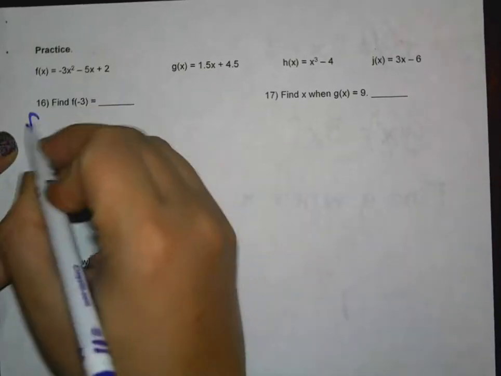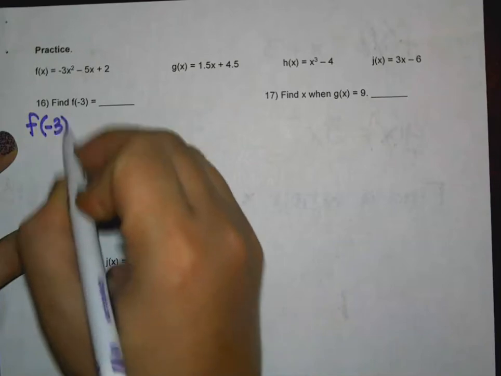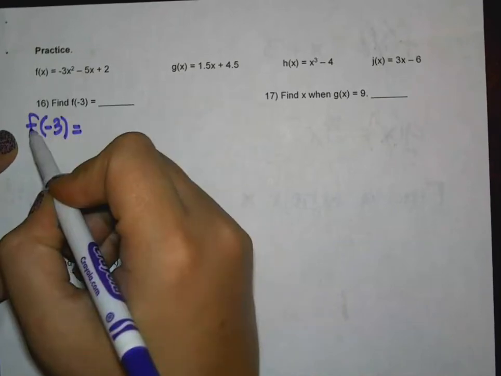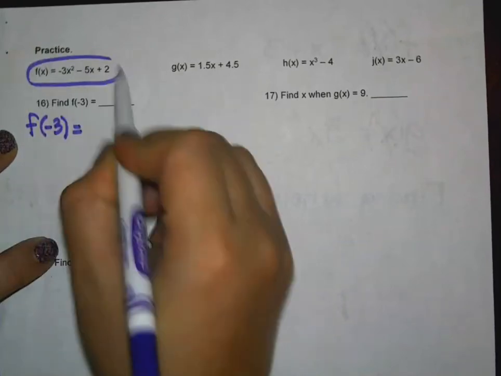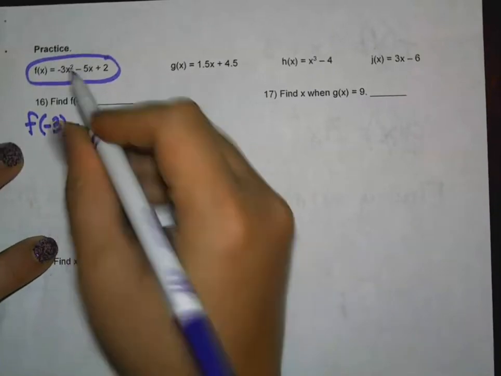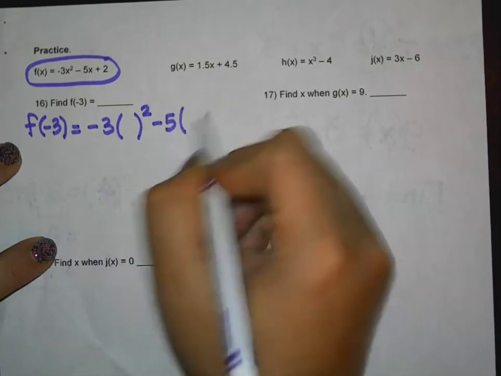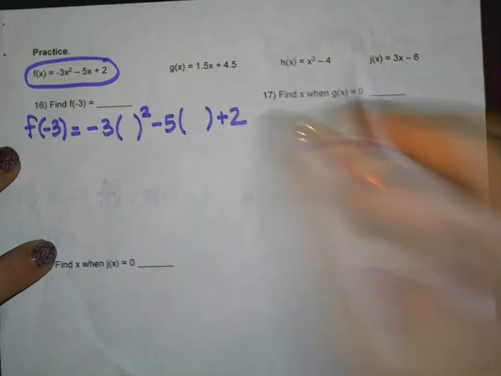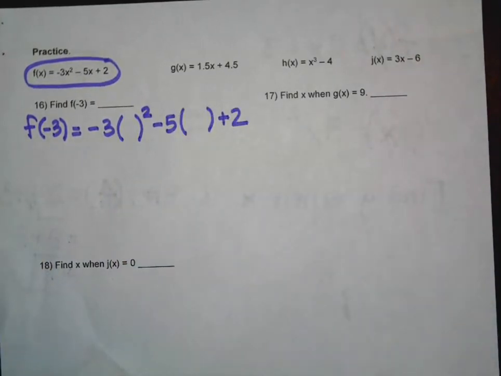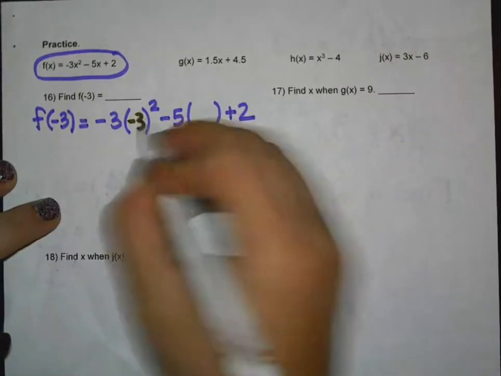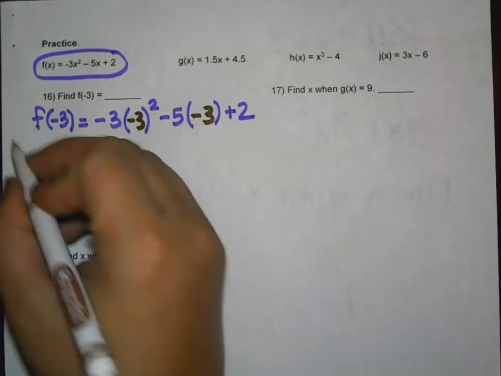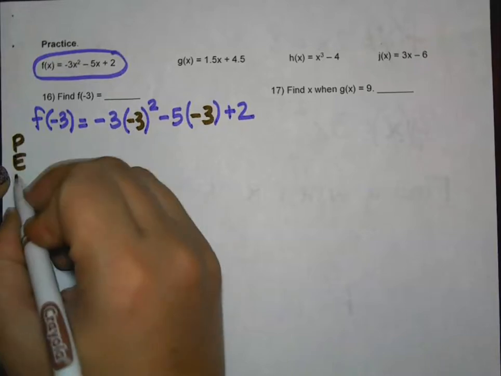Okay, so question 16 says to find f of negative 3. So remember the f means we're using this function. And then we're going to replace the x with negative 3. And then we're going to use PEMDAS, order of operations.